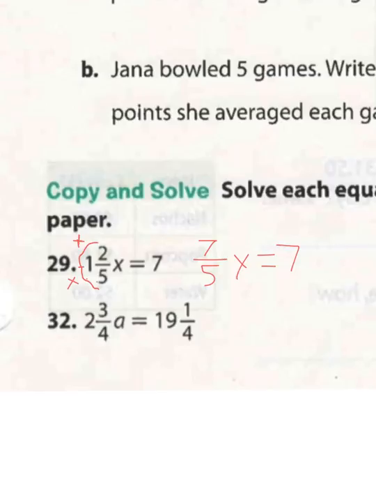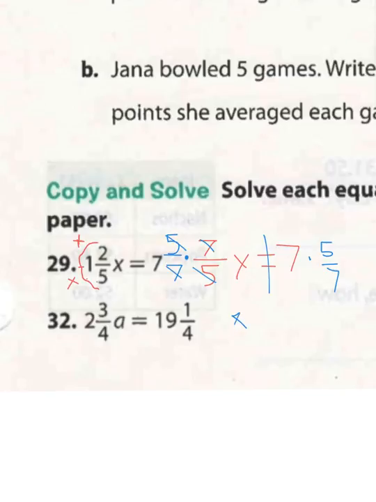So now when we're trying to isolate the variable here, I'm going to do the opposite fraction to get rid of my fraction here. So the opposite is 5/7, right? Because if I cross cancel, they all cancel each other out, and I'm left with just 1. So that's how I know I need to multiply by 5/7. But if I do it on this side of the equation, I need to do it to this side too. So I'm going to multiply by 5/7.